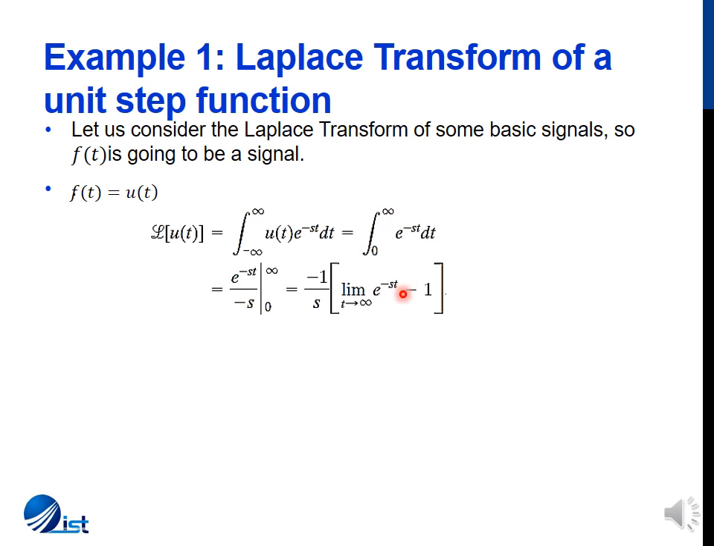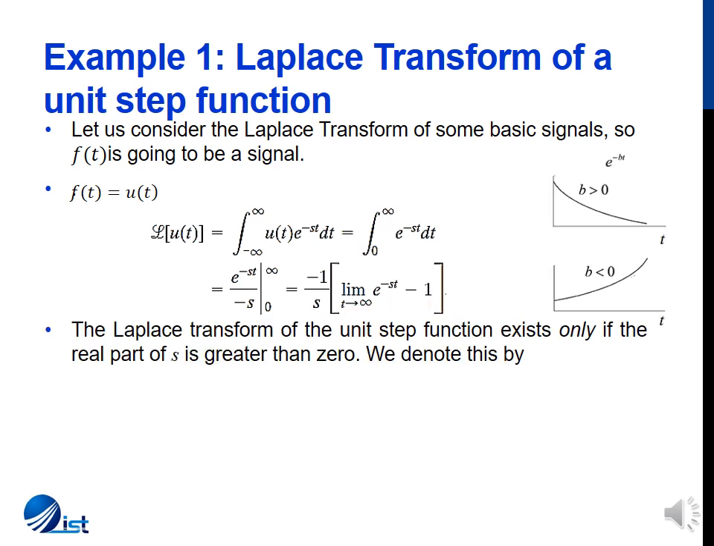When the exponential has a positive power, which means that when s is negative, this is a rising exponential, and as t approaches infinity, this will become infinity. So we can say that the Laplace transform of the unit step exists only if the real part of s is greater than 0.